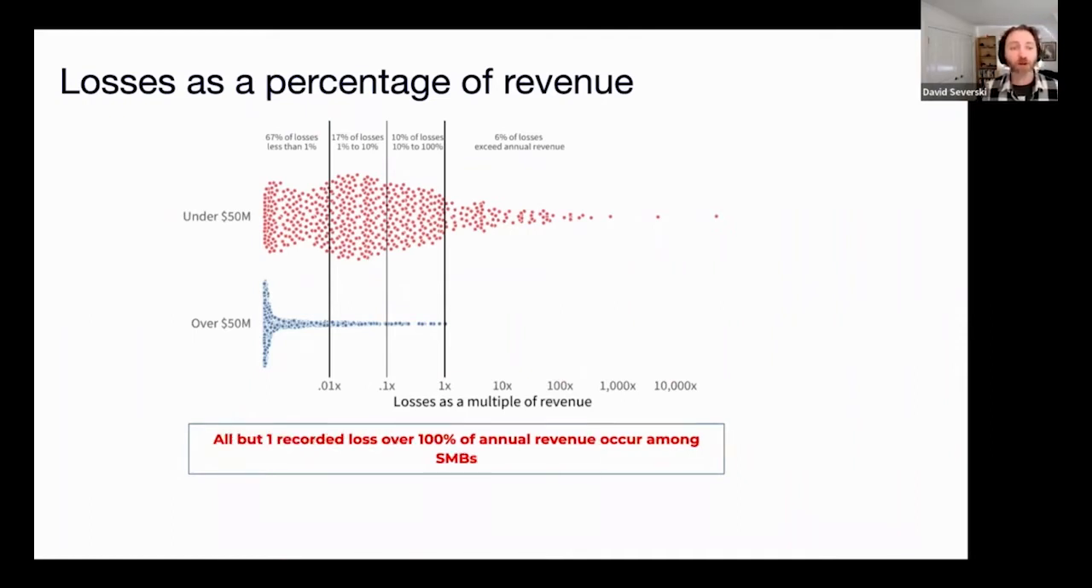And it goes even a little bit further. You can barely see on that 1X on the blue dot there that all but one of the recorded losses that exceed 100% of a firm's annual revenue are entirely borne by small and medium-sized businesses. And that's really troubling if you're in that sector.